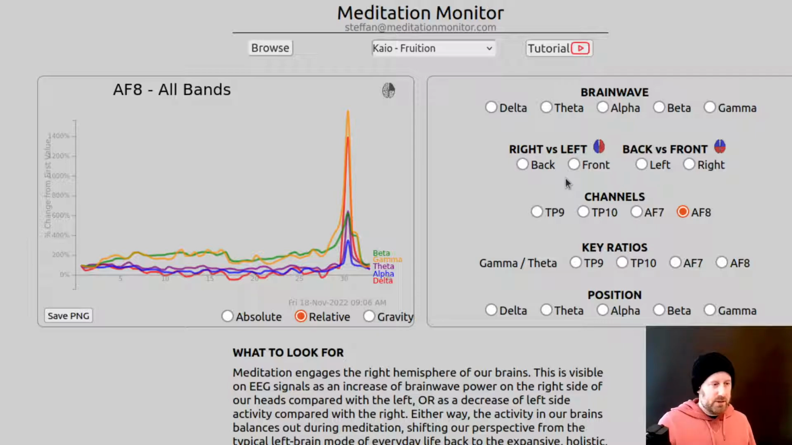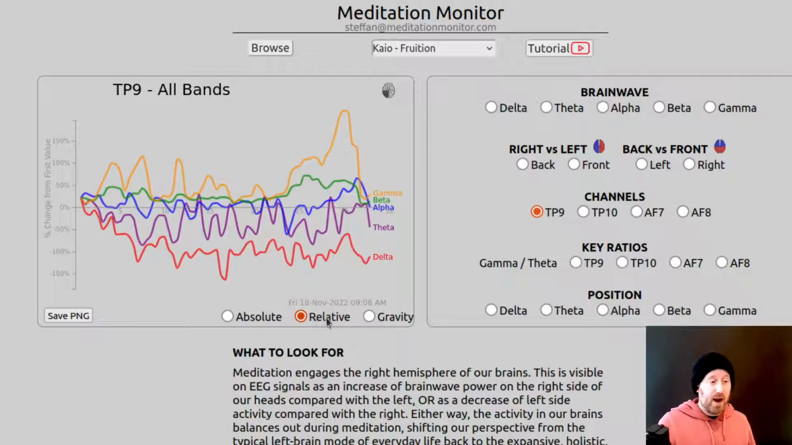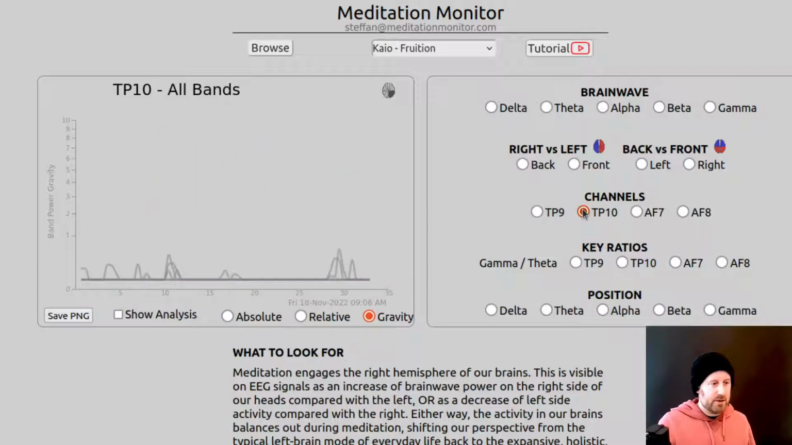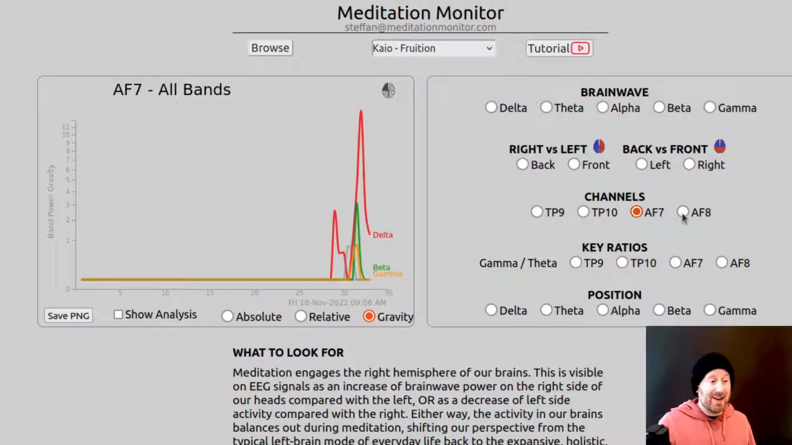That's important, but then let's look at gravity. Under the gravity charts, there's a lot going on in TP9, which is pretty common, and just in general for focus. But then TP10, which is where I always see all of my activity, nothing. Instead, Kaio has a big lot of activity in AF7 and AF8, the front regions. So that's interesting. That is an immediate difference between what we do.